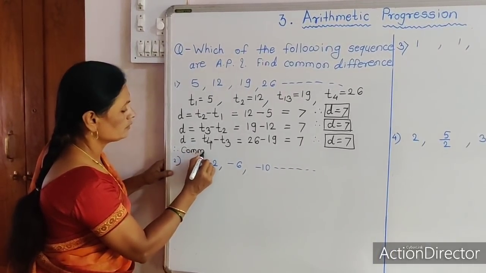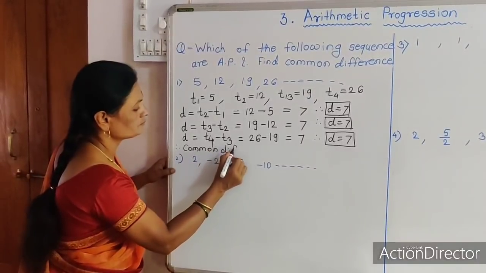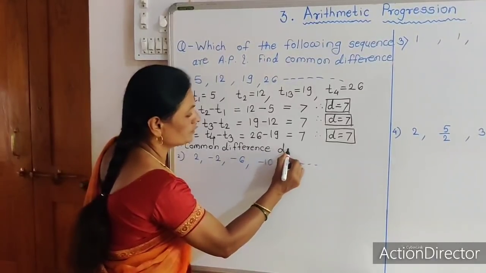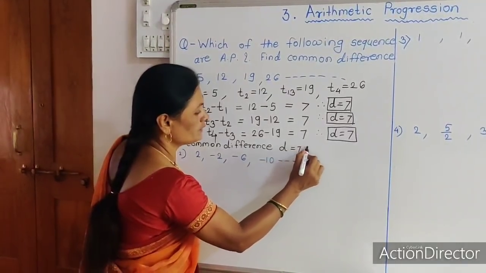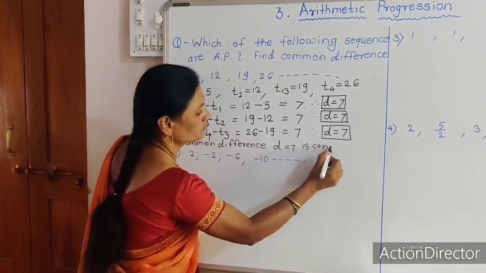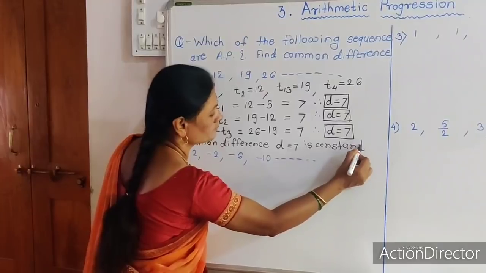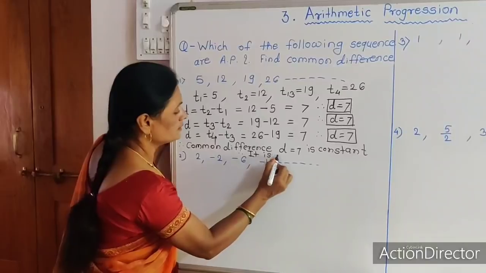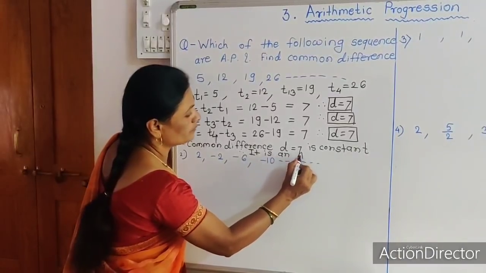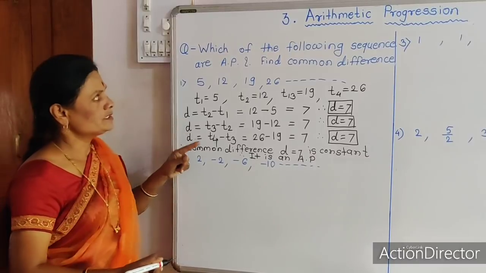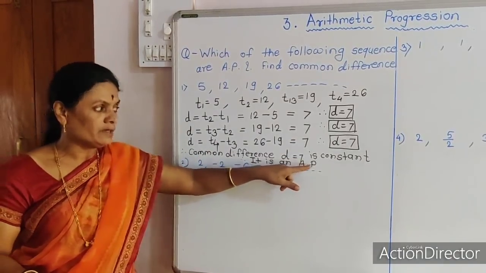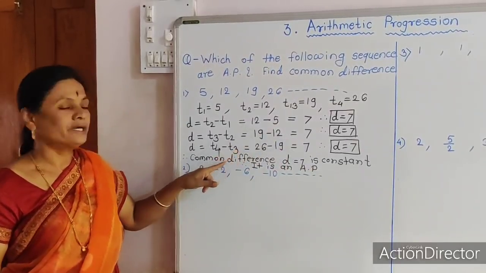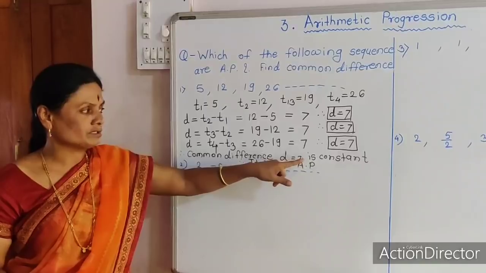Therefore, common difference D is equal to 7 is constant, and therefore it is an AP. It means that it is an arithmetic progression. AP means arithmetic progression. Common difference D is equal to 7 is constant.